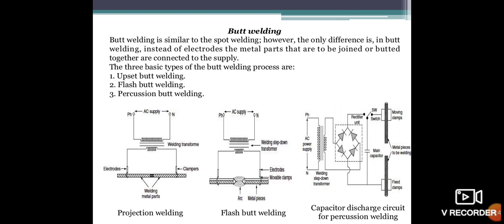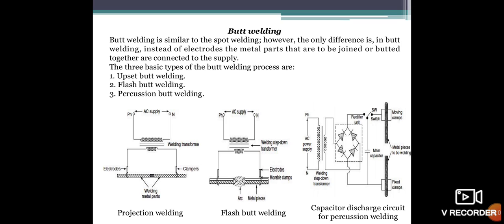The next one is butt welding. Butt welding is similar to spot welding, however the only difference is that in butt welding, instead of the electrodes, the material parts that are to be butted together are connected to the supply.